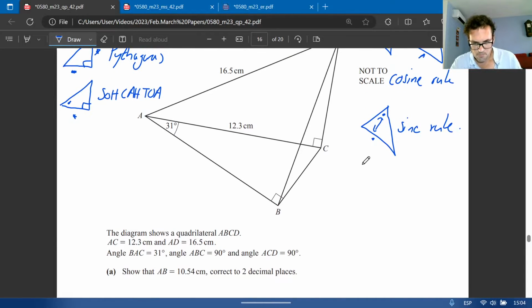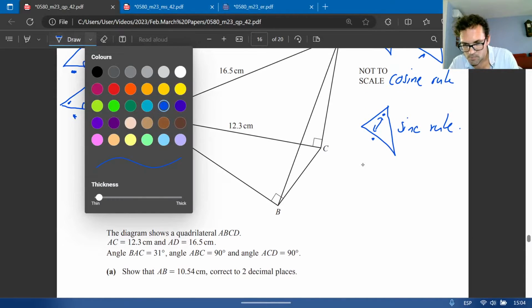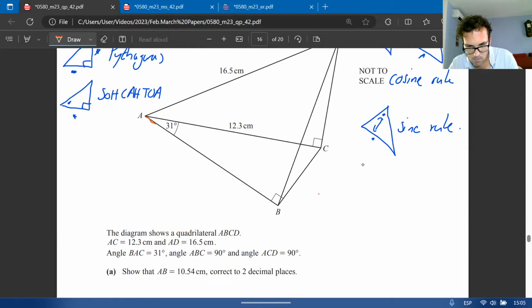So let's highlight that. Now we're going to use colors today. Let's start with an orange. We need to work out AB. Well, we know what the answer is. So what is AB? AB is part of this right angle triangle. It's also part of another triangle, but let's go with the right angle triangles first.